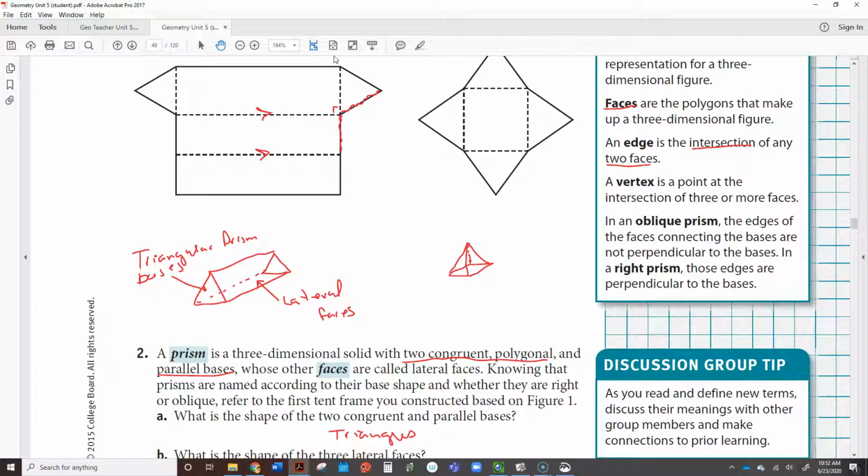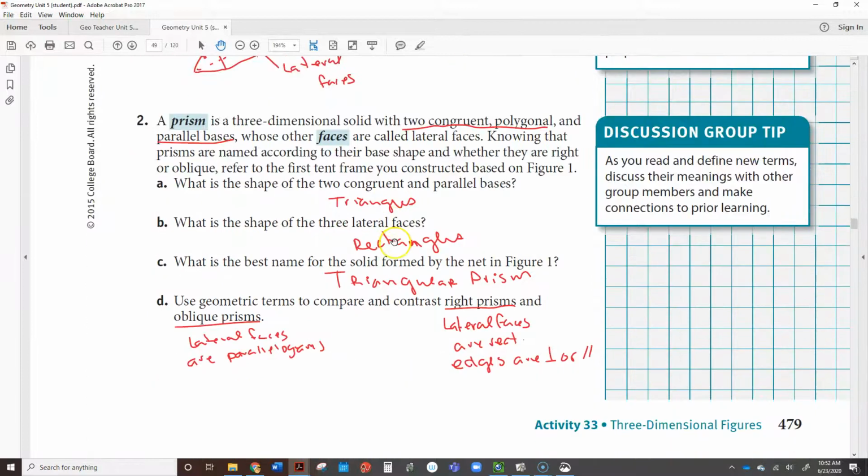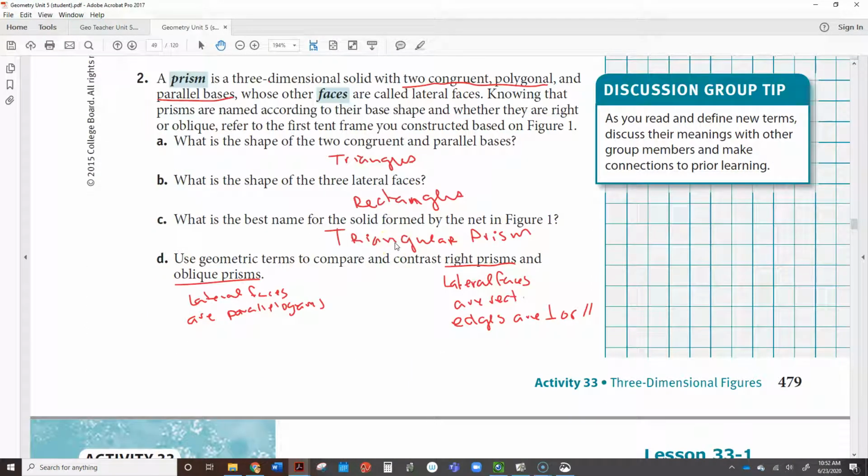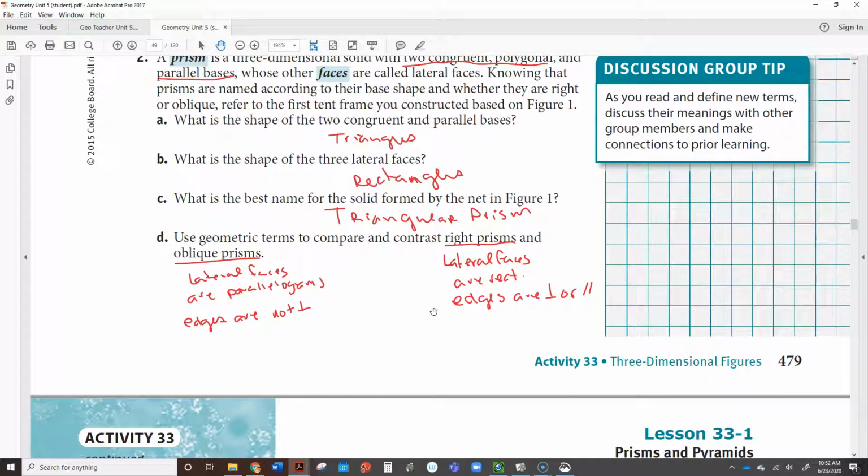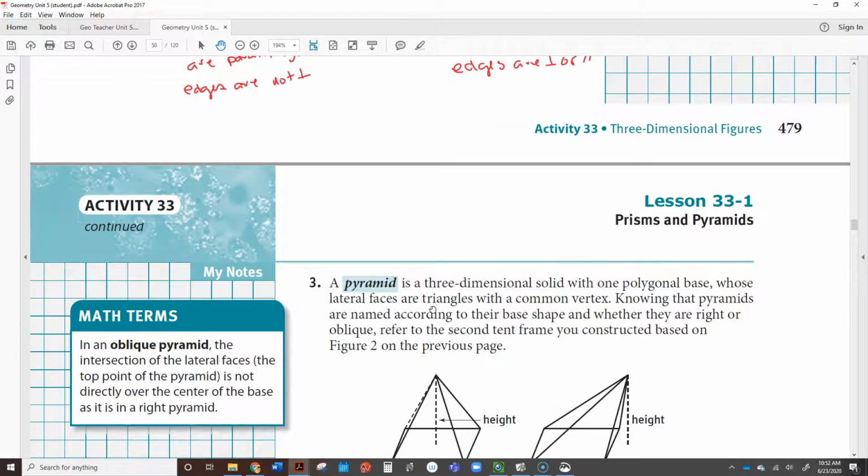Actually, they could be skew, because they're not in the same plane and they don't intersect. But over here, the edges are not perpendicular. I think that pretty much completes the compare and the contrast.